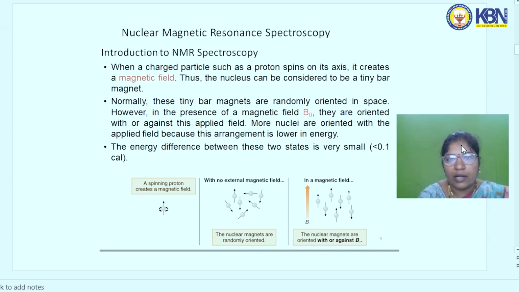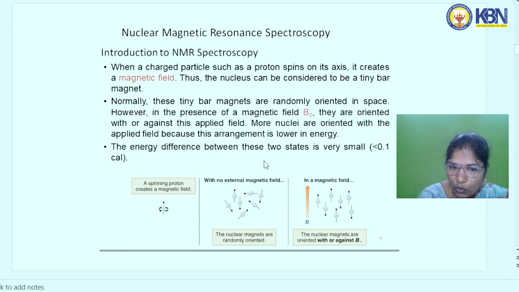Introduction about NMR spectroscopy. When a charged particle such as a proton spins on its own axis, it creates a magnetic field. That magnetic field is called the induced magnetic field. Thus, the nucleus can be considered a tiny bar magnet. Normally, these tiny bar magnets are randomly oriented in space. However, in the presence of a magnetic field, called the applied magnetic field B0, they are oriented either with or against the applied field.